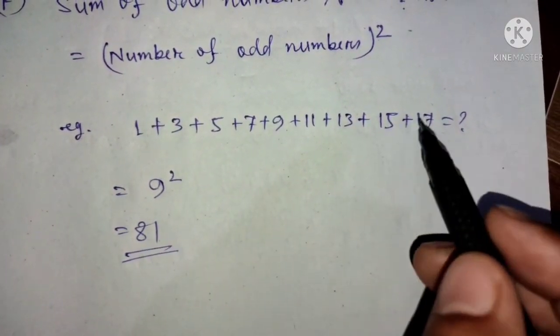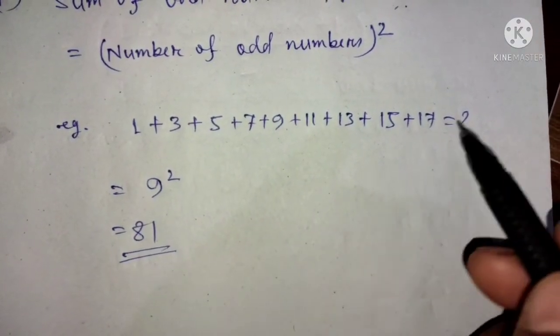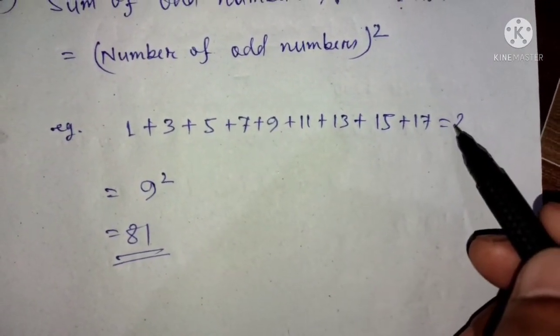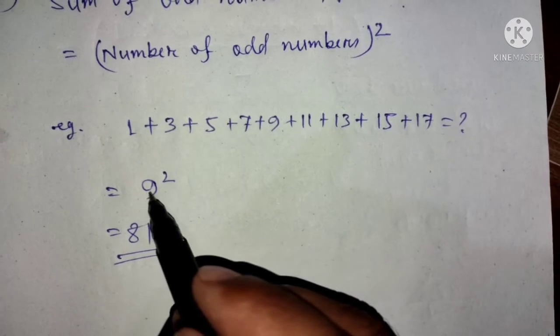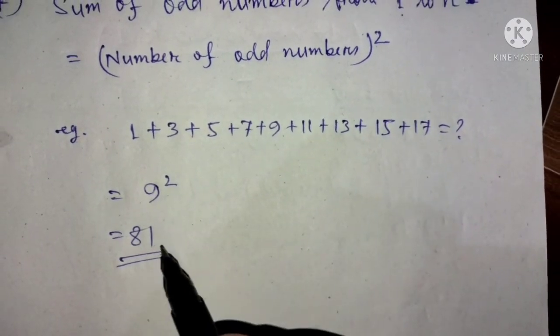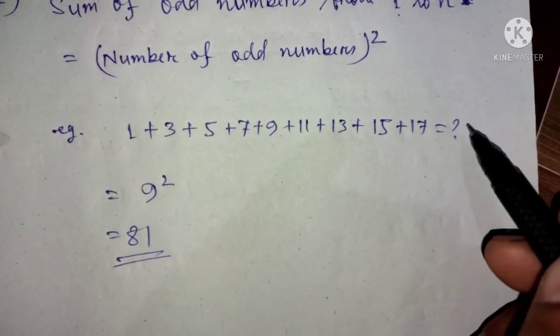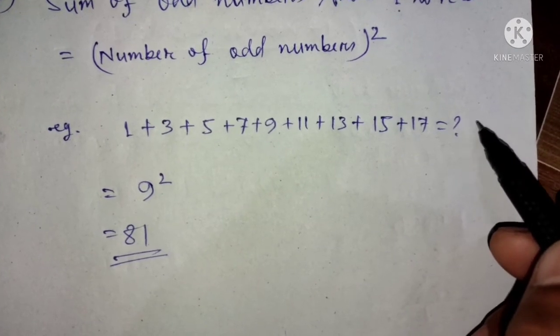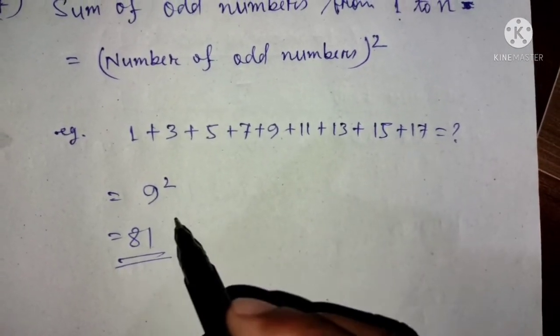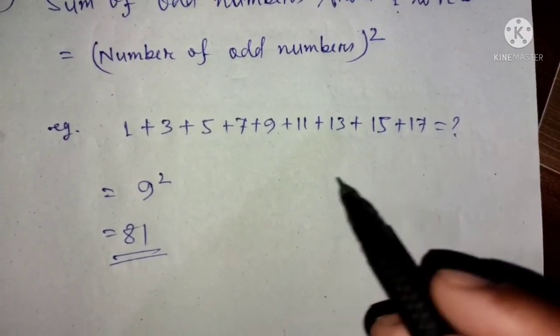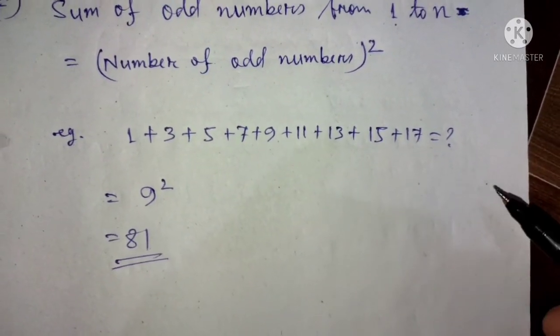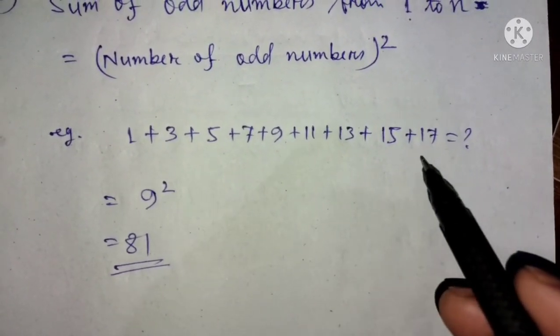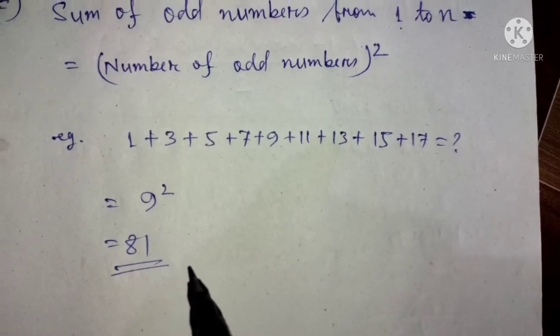Similarly, if it is 17, we have 81. With 19, one more term will be added. So we have to give this 10 square, then it will give 100. After 19 there will be 21, then it will be 11 square, then 23, then 12 square. You just go on this way, then you get the sum of these numbers very easily.